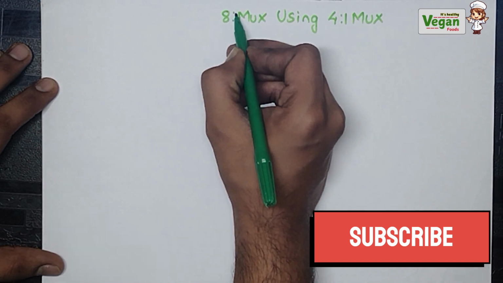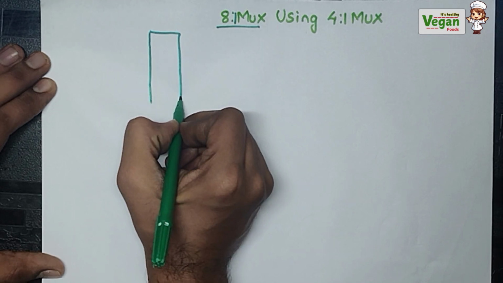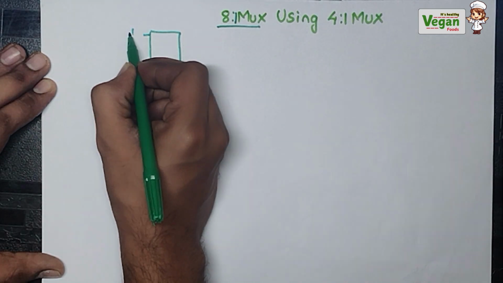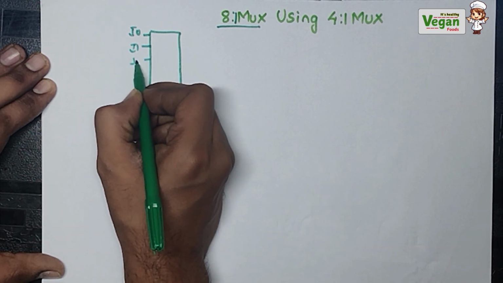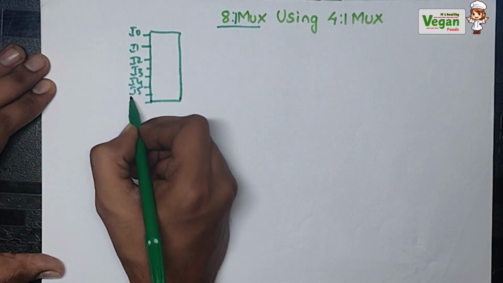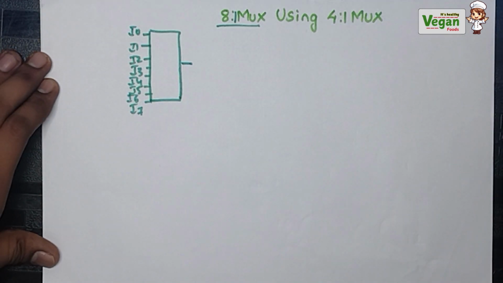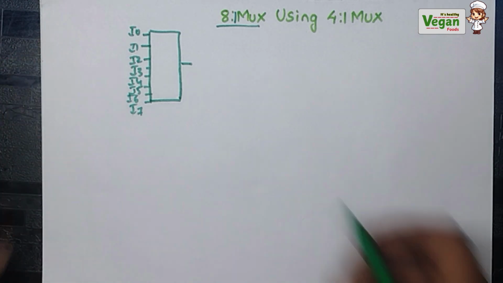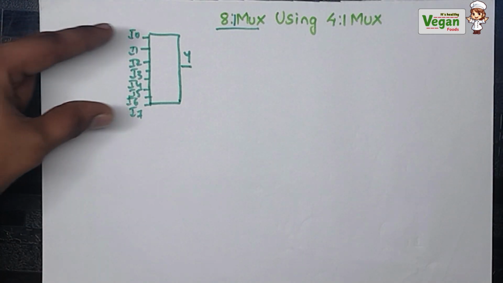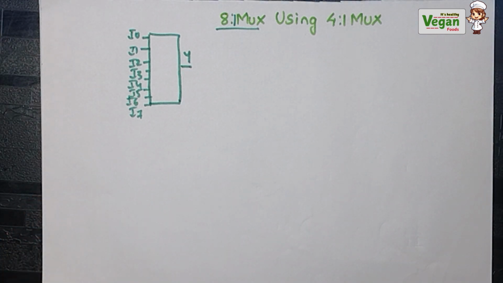So if I consider the 8:1 multiplexer first, there will be 8 inputs. I will call them I0, I1, I2, I3, I4, I5, I6 and I7. So 0 to 7 means 8 inputs, and there will be a single output. These inputs, I0 to I7, will be selected and sent through the output Y with the help of the selective lines. Therefore the selective lines will act as an input in the multiplexer.